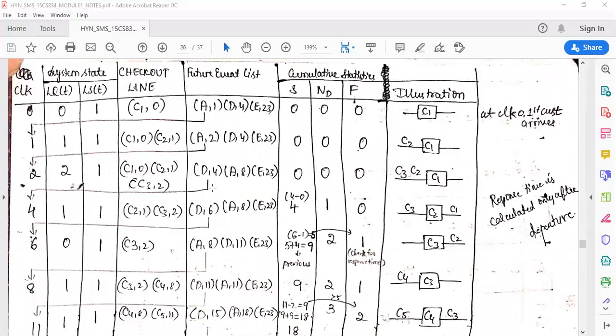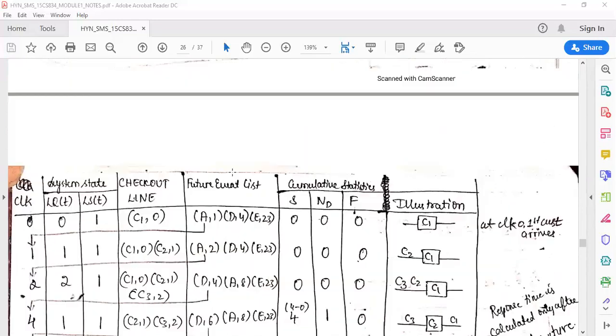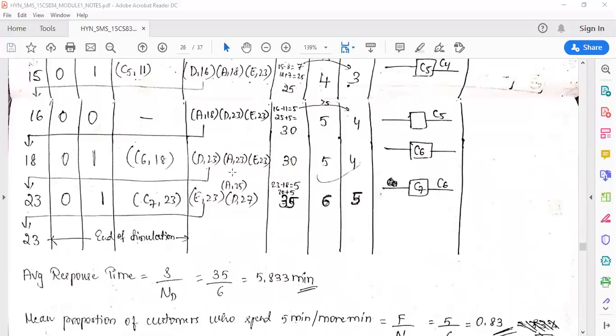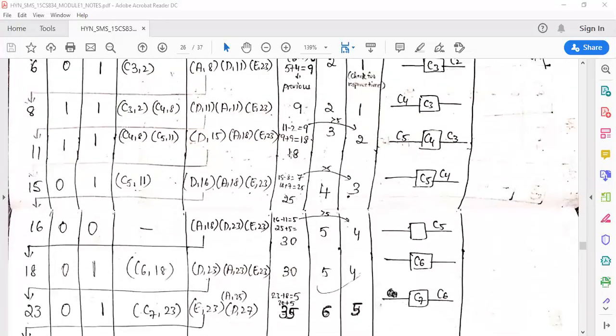The arrival time of the third customer is 2. So arrival at 2 and departure at 11. 11 minus 2 is 9. So 9 plus 9 is 18. You add it to the previous value and get 18. Now you have to check whether this response time 9 is more than 5. Yes, it is more than 5. So I will add 1 to the previous value. 1 plus 1 is equal to 2. Like this, we have to continue the problem.